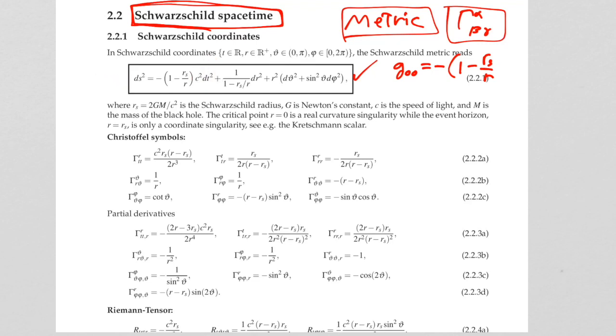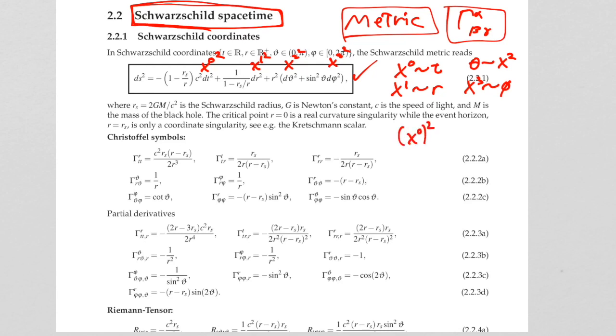Now, you're supposed to be smart enough to know that, well, let's see, x0 corresponds to t, and x1 corresponds to r, and x2 corresponds to theta, and x3 corresponds to phi. Therefore, this is (dx0) squared, (dx1) squared, (dx2) squared, and (dx3) squared, right? But of course, it is a bit of a mess to go x0 squared, right?